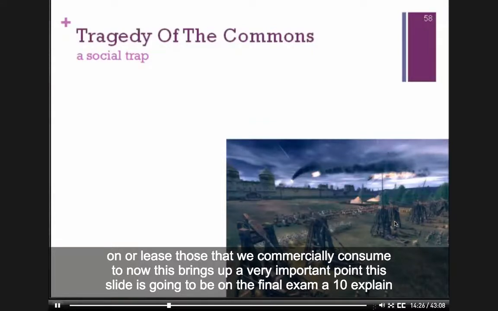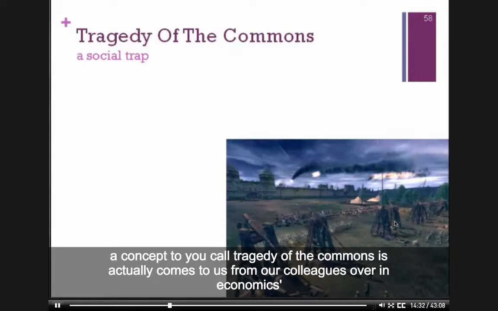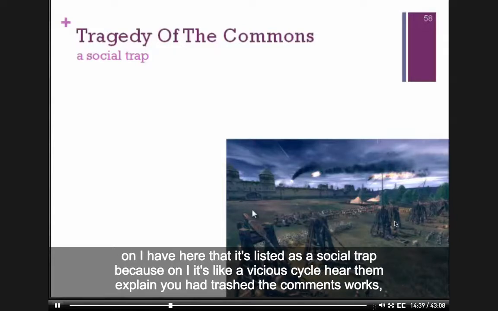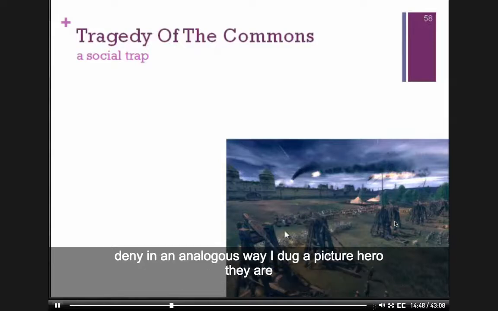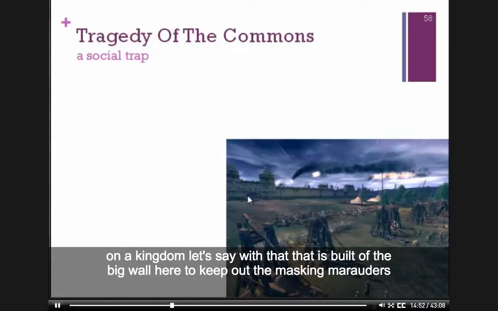Now, this brings up a very important point. This slide is going to be on the final exam. I want to explain a concept to you called tragedy of the commons. This actually comes to us from our colleagues over in economics. I have it listed as a social trap because it's like a vicious cycle. Let me explain to you how tragedy of the commons works, in an analogous way. I've got a picture here of a kingdom, let's say, that has built up a big wall to keep out the marauders.